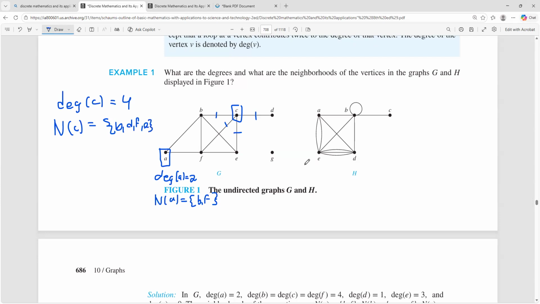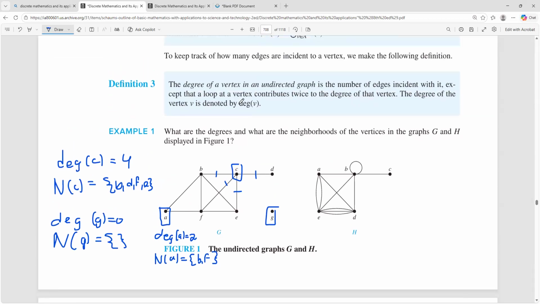Okay, anyways. Let's do one more. Let's do G right here. What's going to be the degree of G? Zero, right? Because there are no edges connecting G with any other node. And what is going to be the neighborhood of G? It's the empty set, right? Nothing, because there's no vertex that's connected with G.